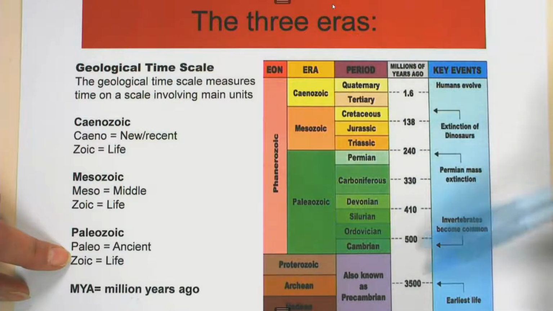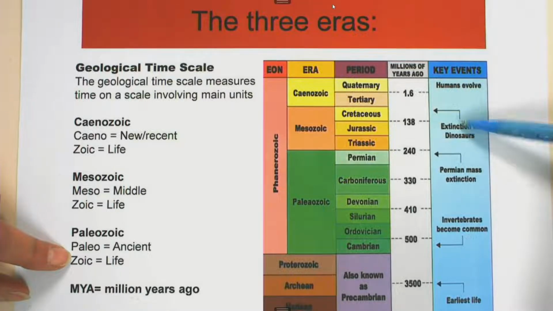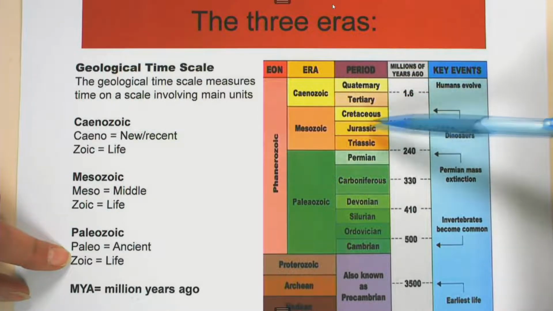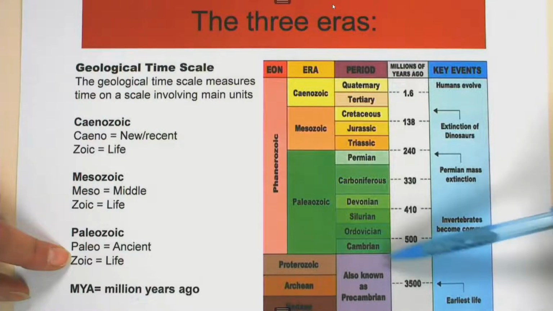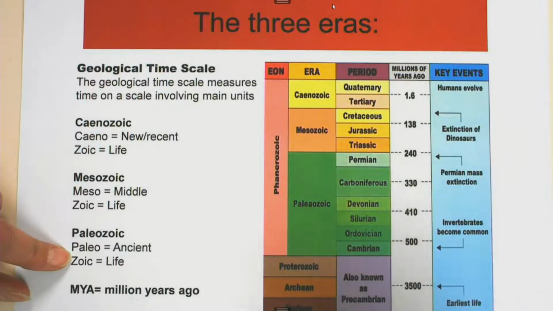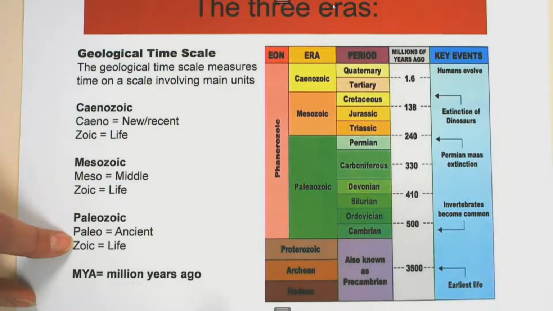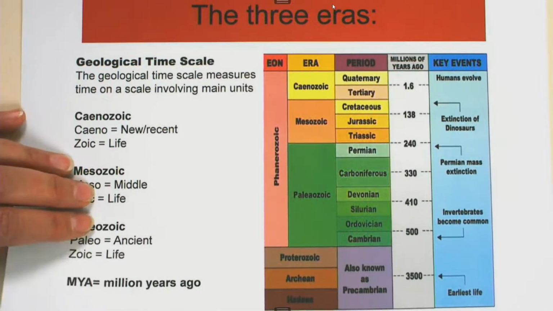Here you see the time, and there they have key events. When humans evolved, the extinction of the dinosaurs, you will know about Jurassic because of the movie Jurassic Park. Permian extinction, invertebrates became common, and this era or time zone that we have here is called Precambrian, before Cambrian. Okay, if you're interested, you can go and read about it a little bit, but for our purposes, you just need to study the 3 eras. Okay, ladies and gents, now I'm going to look at some questions as well.